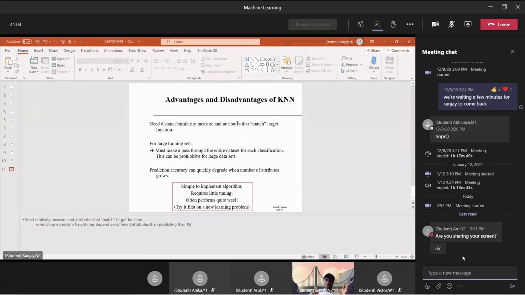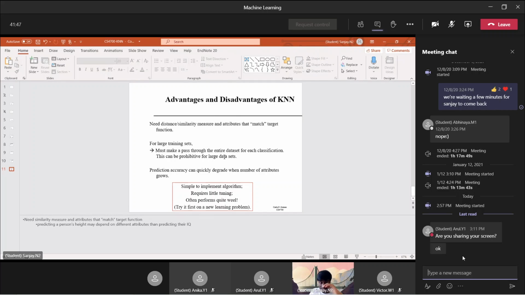And lastly, let's quickly talk about a few of the advantages and disadvantages of the k-nearest neighbors algorithm. The first disadvantage is you need to have a similarity and distance measure and attributes that match whatever target function you're looking for. This is a fancy way of saying that the data you have and the attributes or features in it need to accurately reflect what the question or the output of that data is. So if you have too many irrelevant attributes, the KNN will be very confused and your outputs and results will be really bad. You need to be sure that the attributes or features you're putting into the KNN are relevant and actually significant in figuring out what class that data point is in.